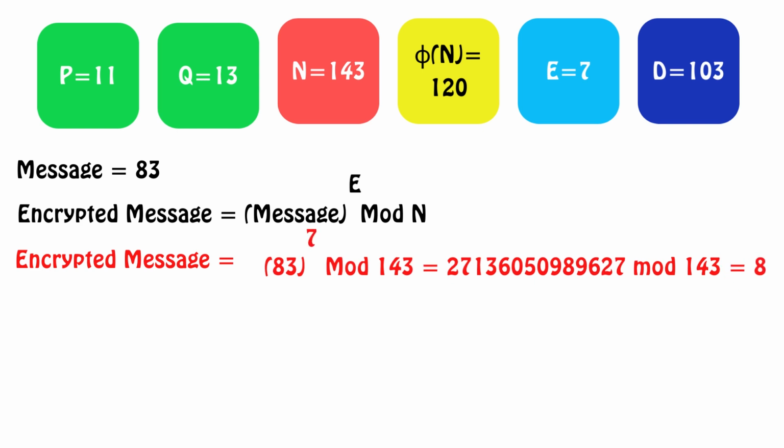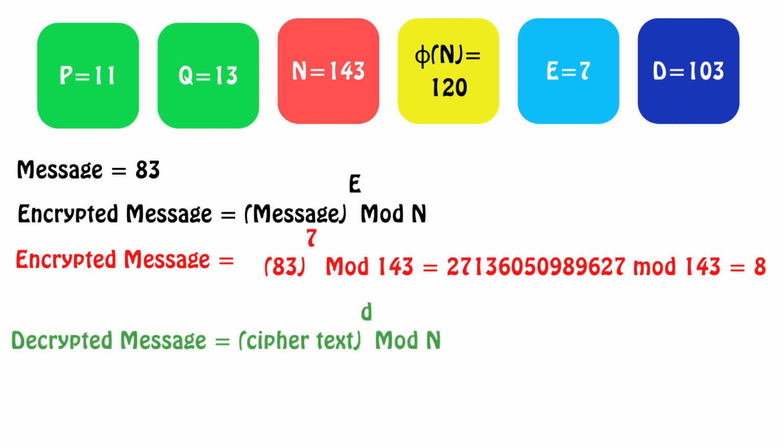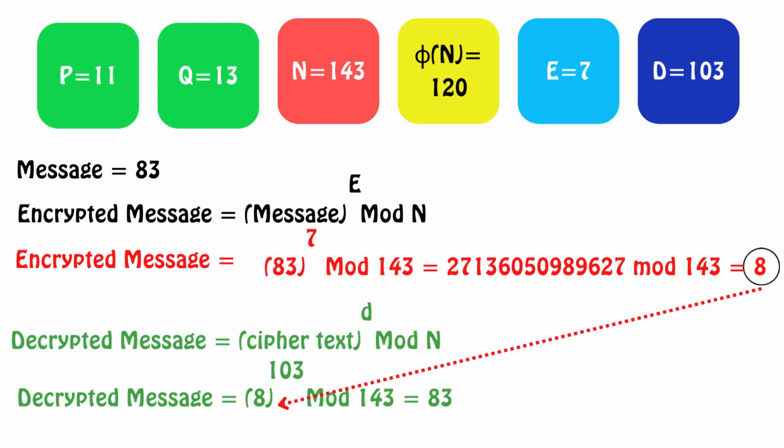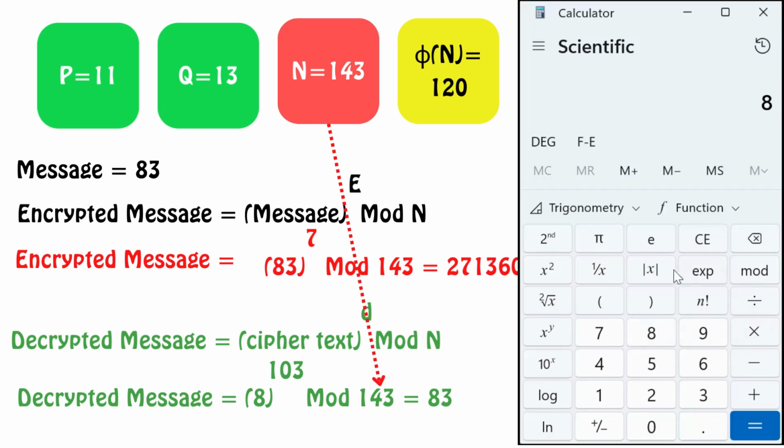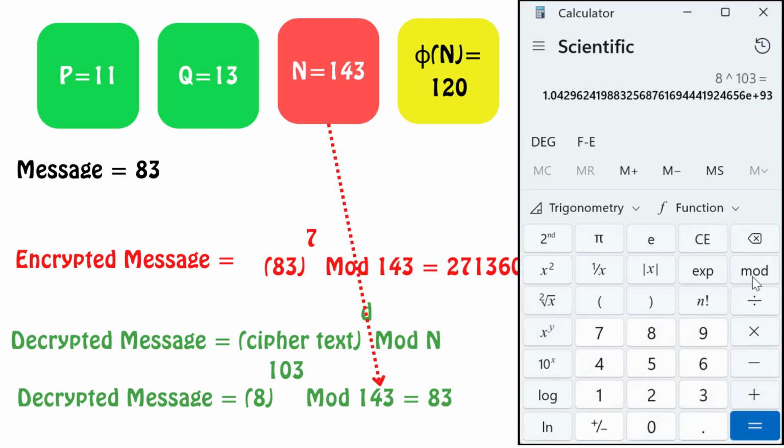Now, let's decrypt the encrypted message back to its original value. As per the RSA formula, we will take the ciphertext or encrypted message, which is number 8, and raise it to the power of d, which is 103, and perform modulo n. The value of n is 143. Magically, we will get the original message value of 83. The RSA calculations work correctly.